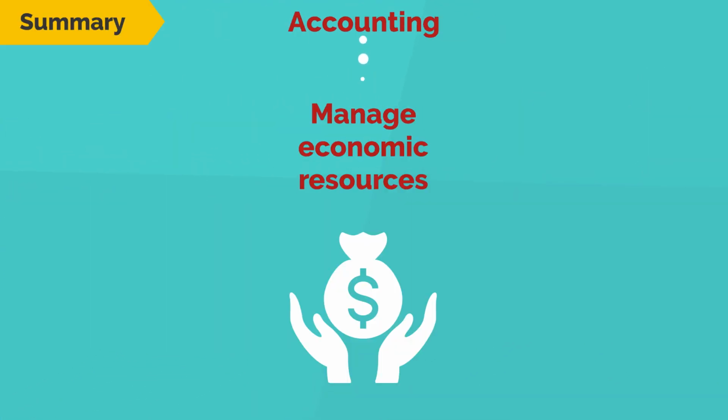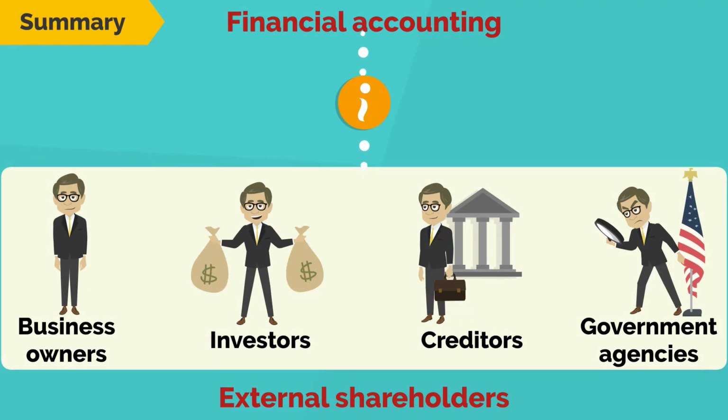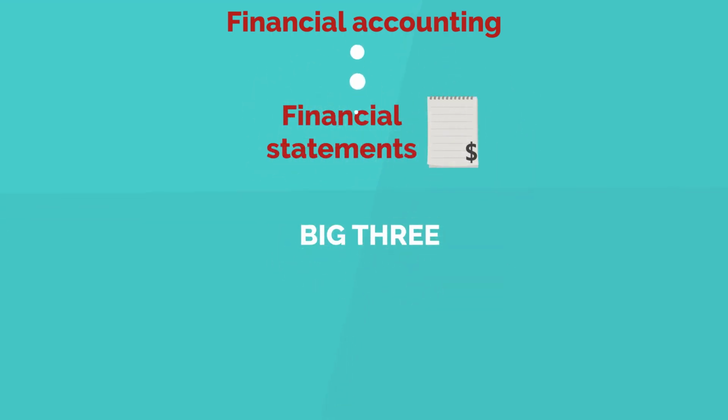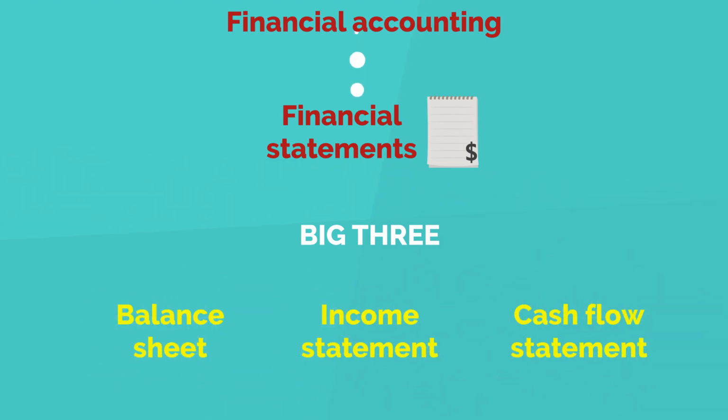To conclude, accounting is a specialized system of how to manage economic resources, especially cash. The objective of financial accounting is to provide the external stakeholders of a business with accurate information. It provides this information via the 3 principal financial statements: the balance sheet, the income statement, and the cash flow statement. This ends our first lesson.